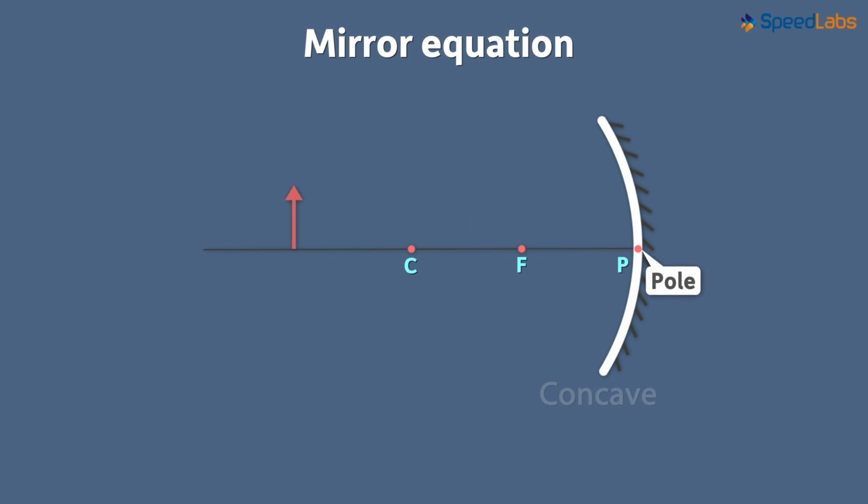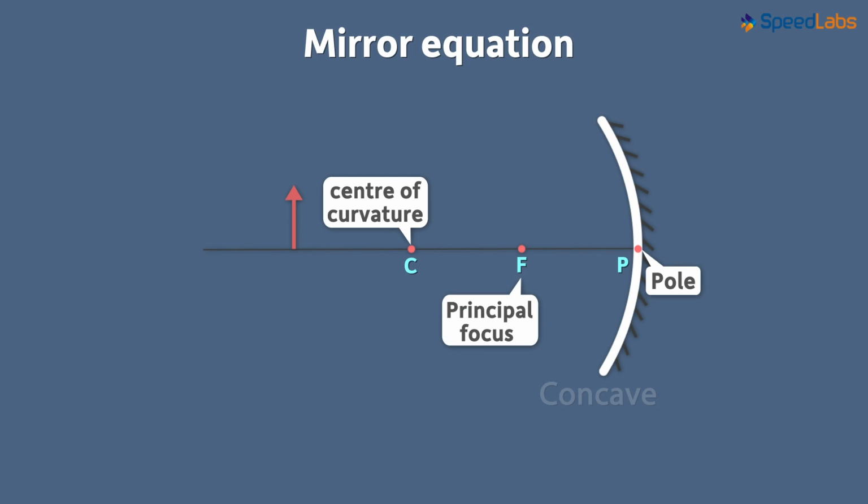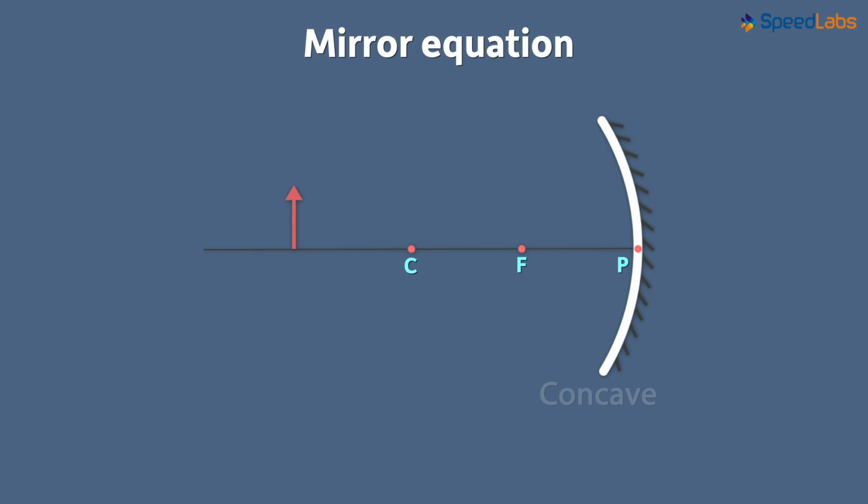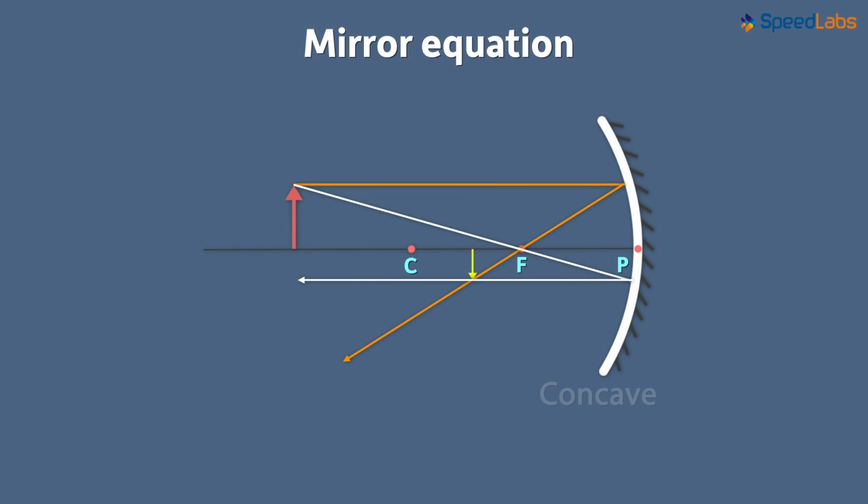P is the pole, C is the center of curvature. It is the center of a sphere of which the reflecting surface is a part. The midpoint of C and P is the principal focus F. And finally, the line which joins all of them is the principal axis. Suppose that our object is kept behind C at a finite distance away from the mirror. We draw our usual diagram to get the image, which is of course a real image.